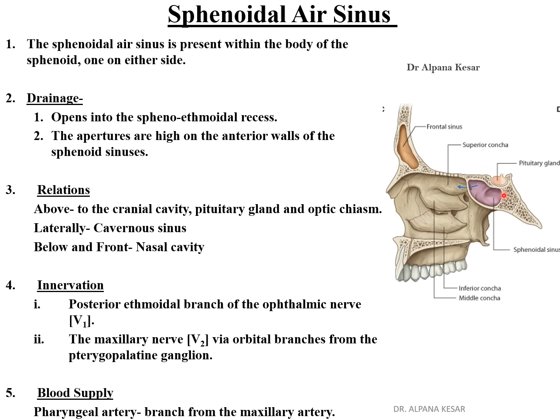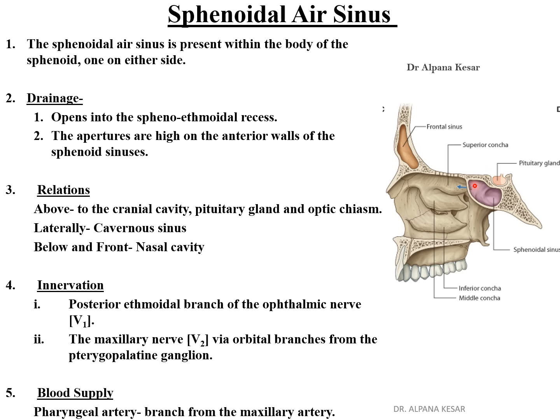Sphenoidal air sinus opens in the sphenoethmoidal recess. The opening for the drainage is present in the anterior wall of sphenoidal air sinus, high up on the wall, so that the drainage of the sphenoidal air sinus is difficult.